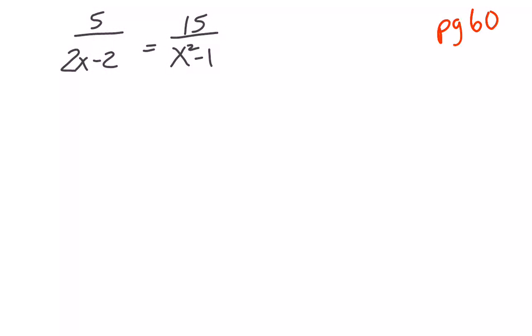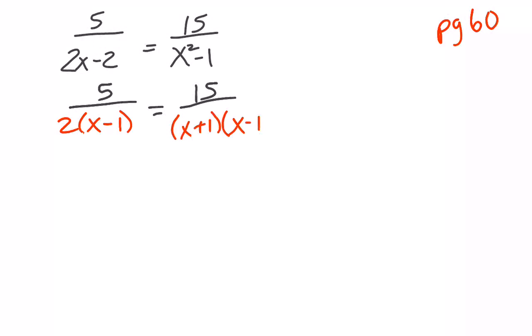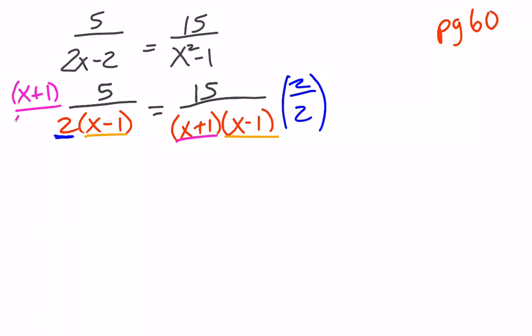is to factor. So that would be 5 over 2 times x minus 1 equals 15 over x plus 1, x minus 1. So now if I compare my two denominators, both of them have an x minus 1, so that's good. But my one on the right is missing a 2, so I need to multiply the right side by 2 over 2. And my left side is missing an x plus 1, so I need to multiply that side by x plus 1 over x plus 1.